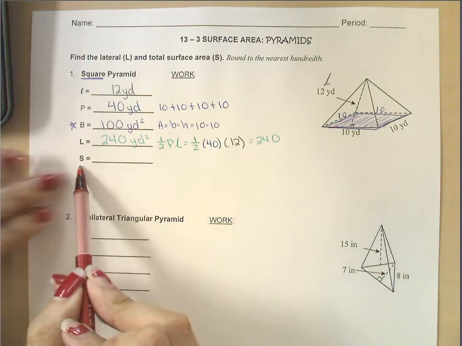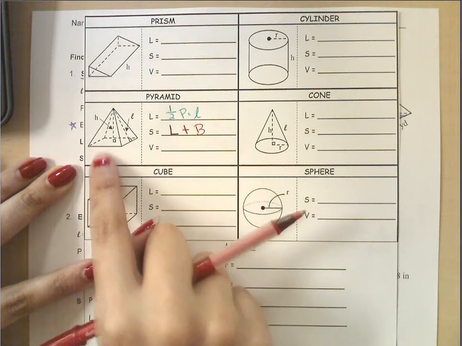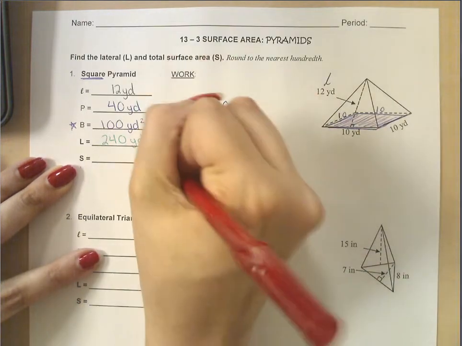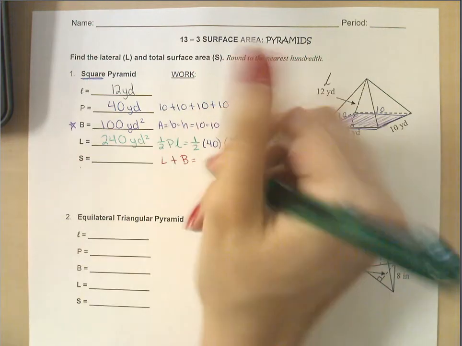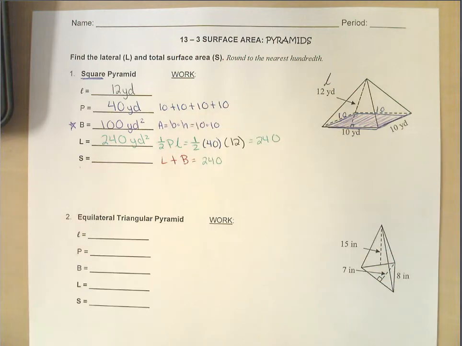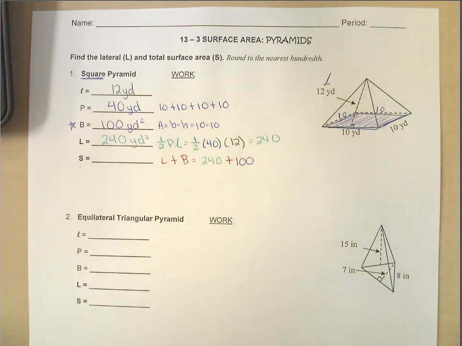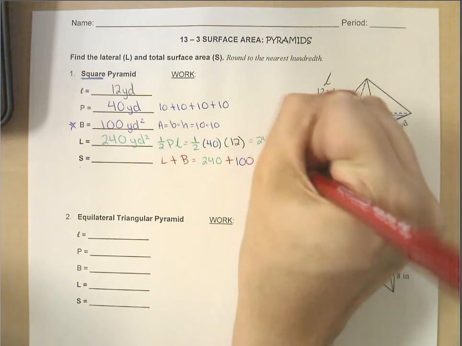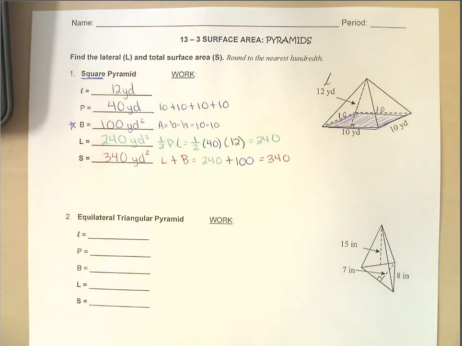And then my total surface area, if you remember from your formula, it's the lateral plus the area of the base. So my lateral is 240 plus the area of my base, that 100 right there. And so 240 plus 100 is 340. So there it is.